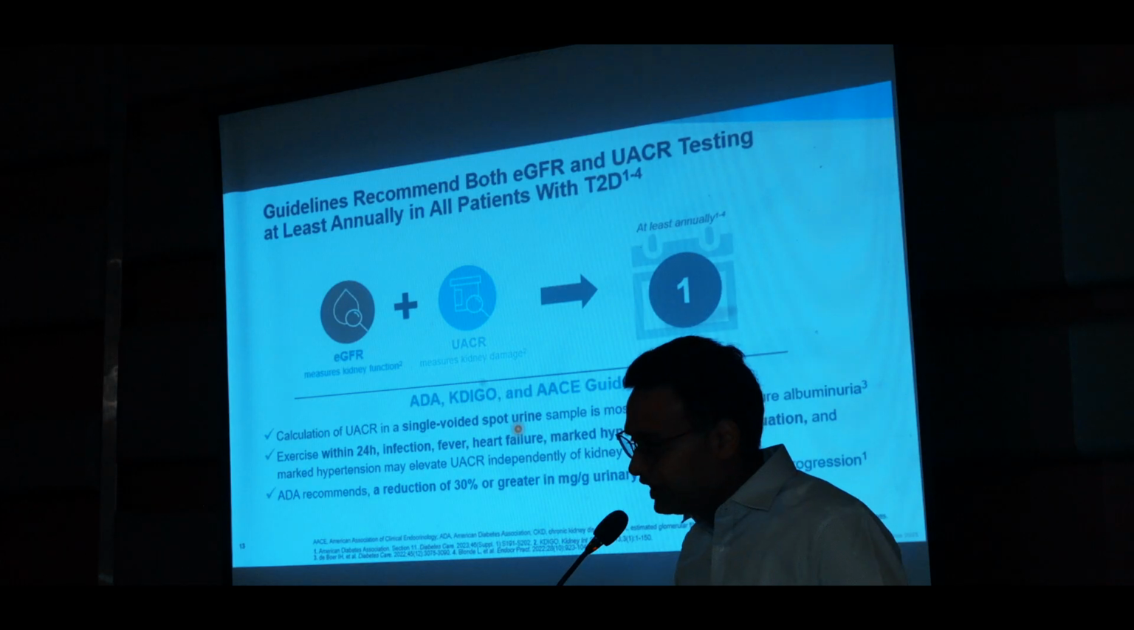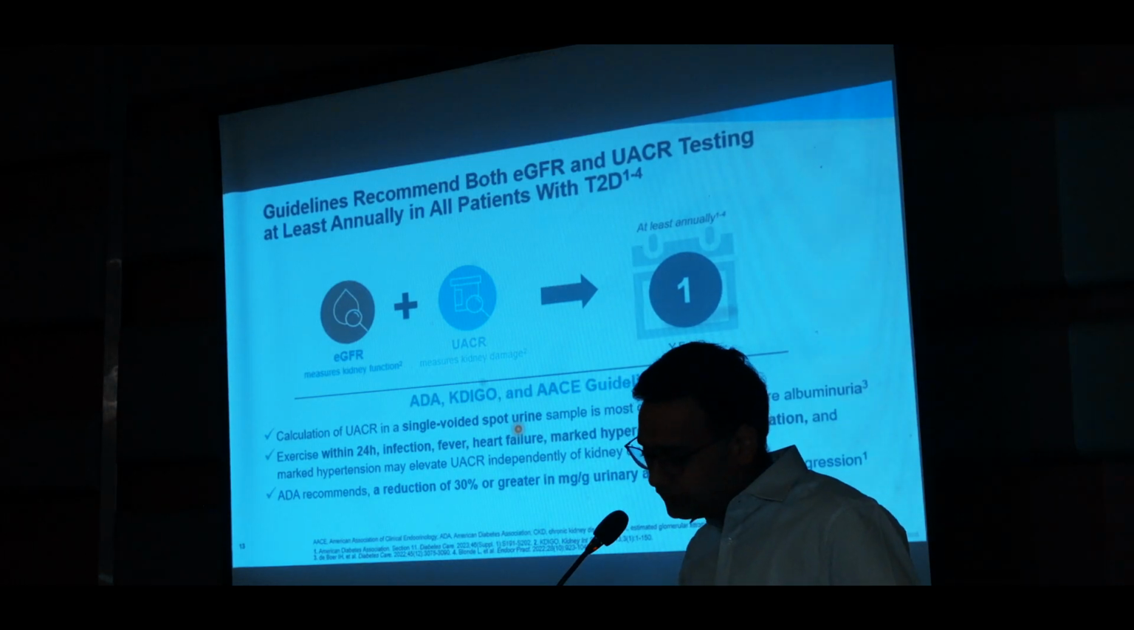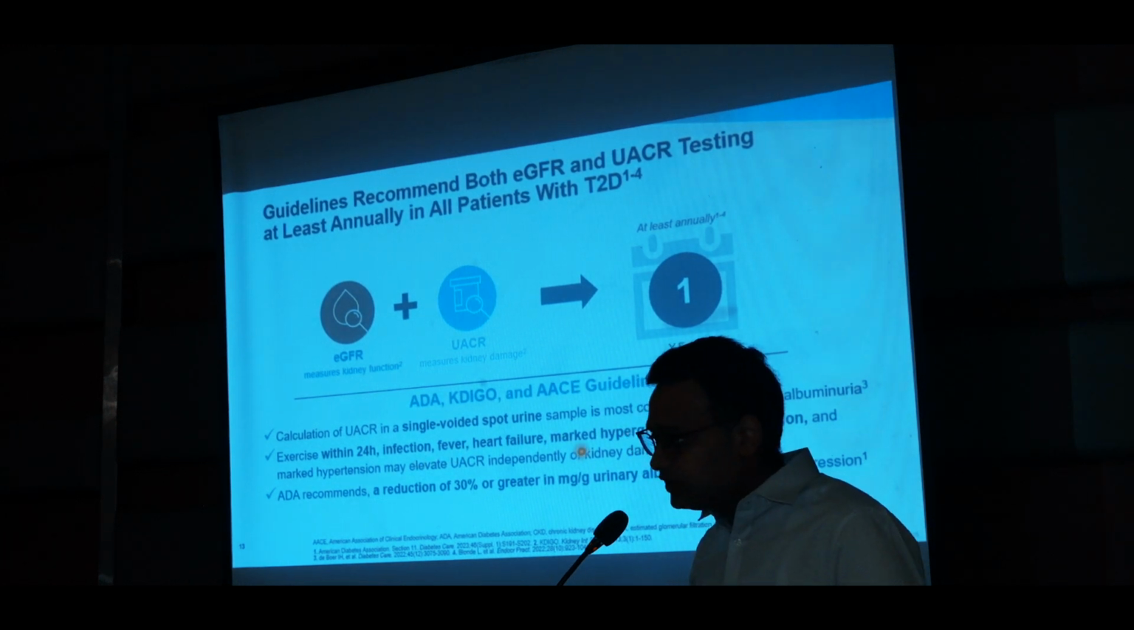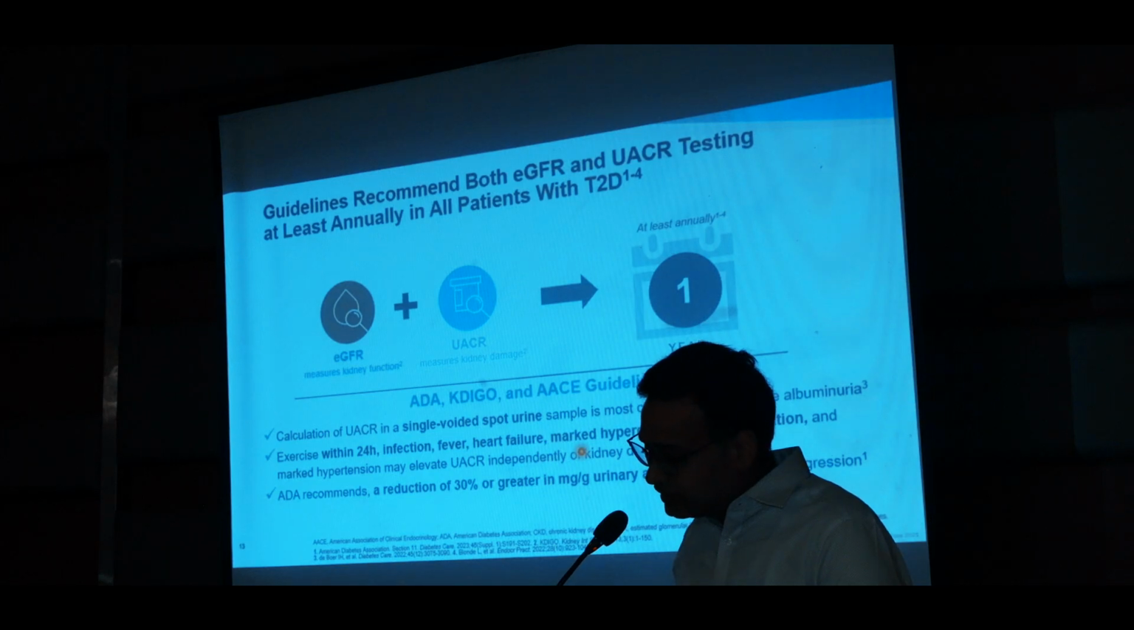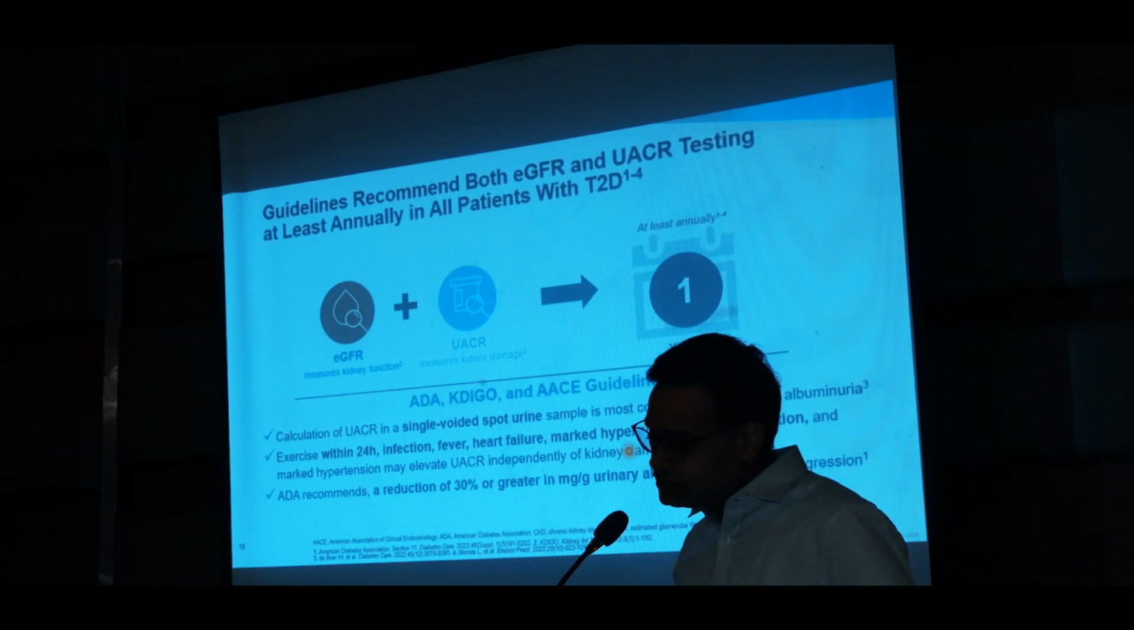to measure albuminuria. Now, of course, in certain scenarios, like when the patient has fever, infection, or marked hyperglycemia, like when HbA1c is very high, we might find a falsely elevated UACR. At that time we should not be doing it. If the patient comes with an A1c of more than 10, we can avoid it. Once the sugars are controlled, you check them.